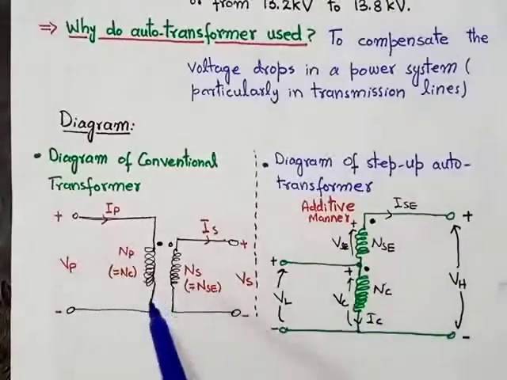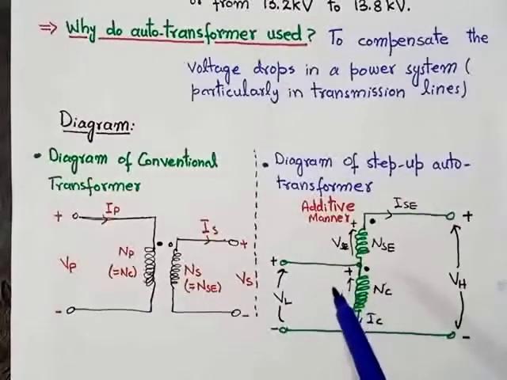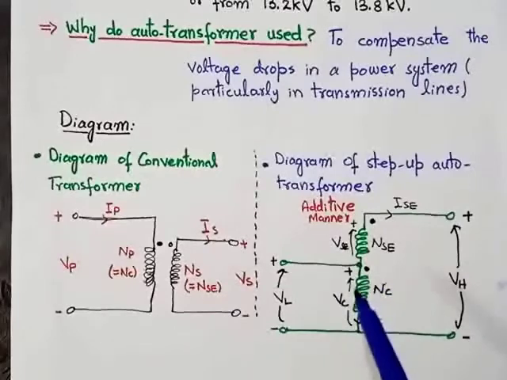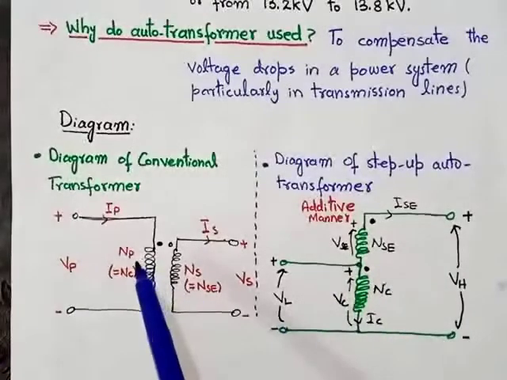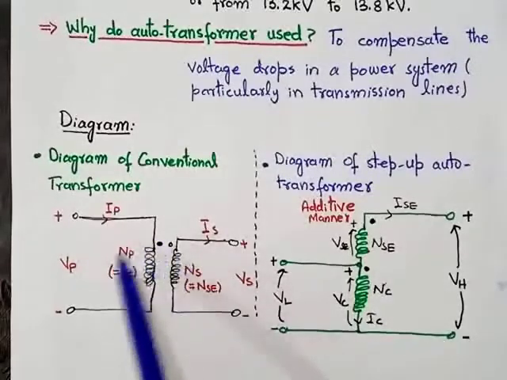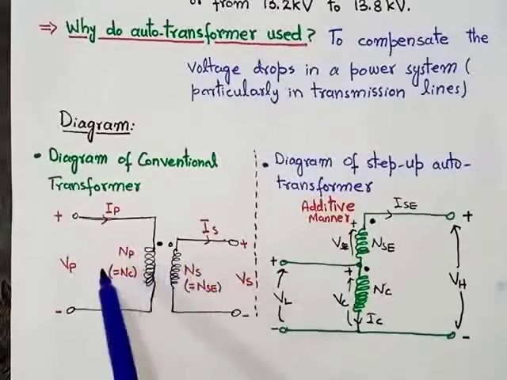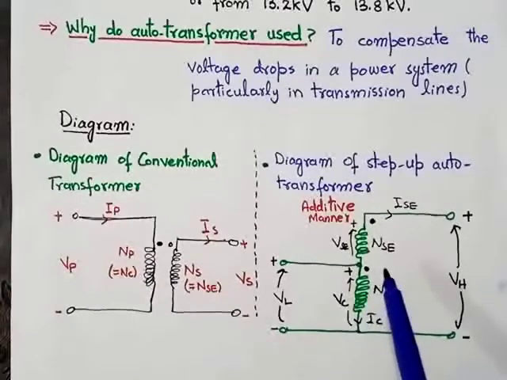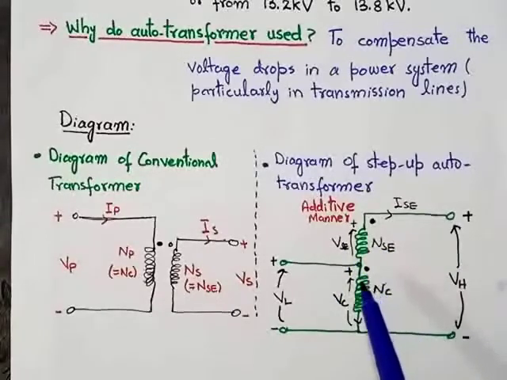This is the conventional transformer. So if we want to increase or decrease the voltage by just a very small amount, then we use an autotransformer. The conventional transformer is very expensive because there are two windings, two circuits, a secondary circuit and a primary circuit. Here there is only one circuit. So this is the diagram of the autotransformer.